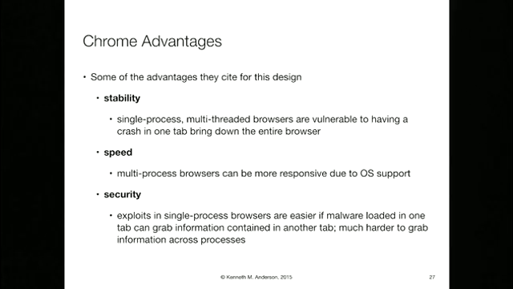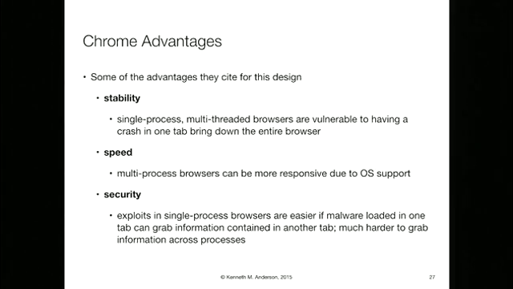So some of the advantages that they cite for this multi-process design is stability. With single-process browsers, if something bad happens in one tab, it can crash the whole browser. So you had one tab that had some weird malware or whatever on it, and it brought the whole thing down. You lost all your work on all the other tabs. In this case, that happens in one process. That process explodes. The tab disappears because the supervisor process notices the process goes away, but all your other tabs are unaffected. Speed. With multiple processes, you can turn to the operating system for your parallelism.